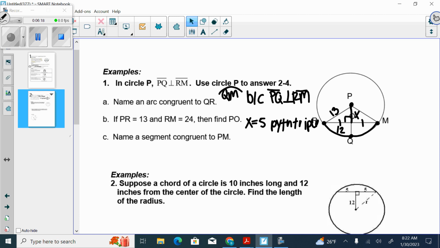Good. All right. And the last one in this section says to name a segment that would be congruent to PM. So what's going to be congruent to PM? Yeah, PR. Why? What kind of lines are those two? Right. Because both are radii. Very good.